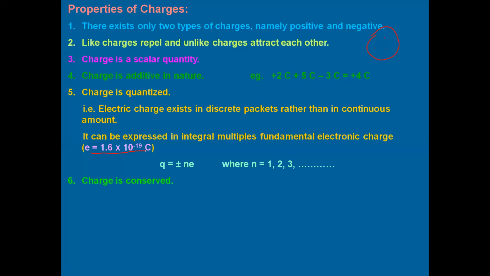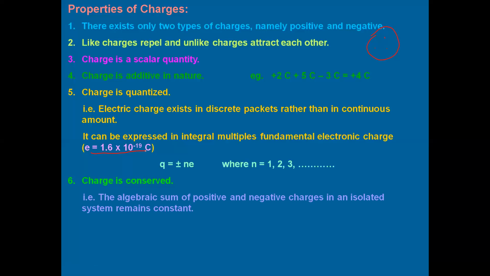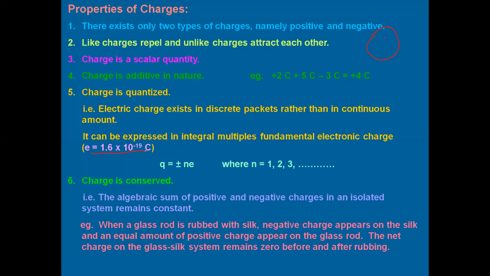And after rubbing, suppose the glass rod developed plus 10 charge, and the silk cloth developed minus 10 charges, the total charge after rubbing also remains the same as 0. That is called conservation of charge. That is, the algebraic sum of positive and negative charges in an isolated system should always remain constant. That is known as conservation of charge.